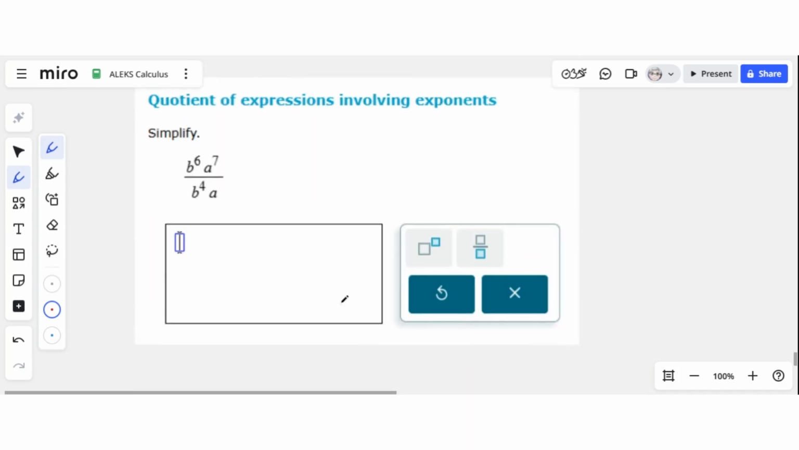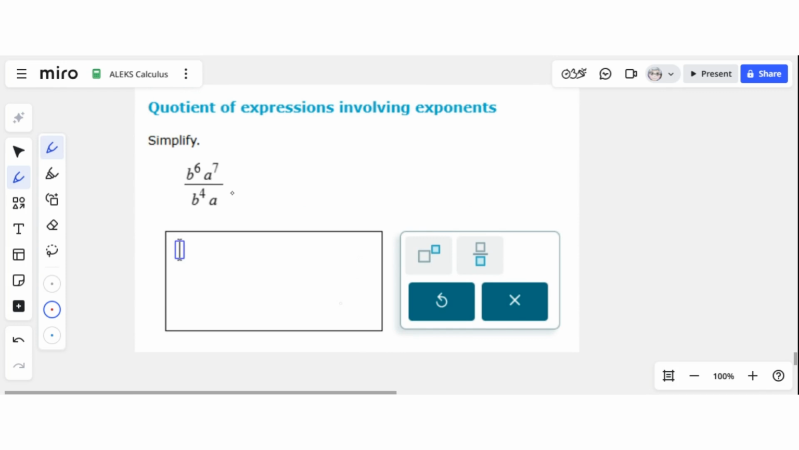Let's try another one. This time we won't write it all out like that. So I've got b to the sixth, a to the seventh over b to the fourth a. So this time, the smaller exponents are both on the bottom. And since we're dividing b to the sixth by b to the fourth, it's b to the 6 minus 4 power, which is b to the second on the top. And with the a, we have a to the seventh minus, well, that's a to the first. So it's a to the 7 minus 1 power. That's a to the sixth.